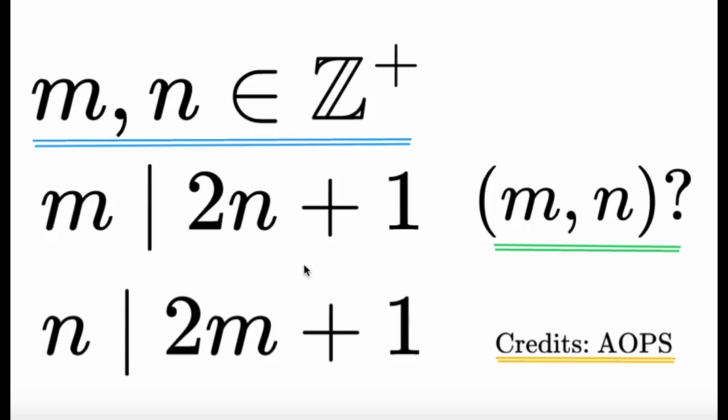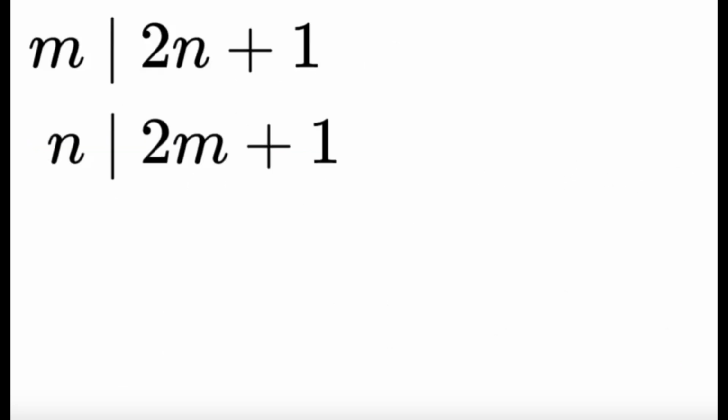So here we have a symmetric divisibility. What this means is that, for example, if (m, n) works, then I can interchange m and n so that (n, m) would also work. And we're going to see some application of this in a while. But first, let us try to make some observations based on m and n.